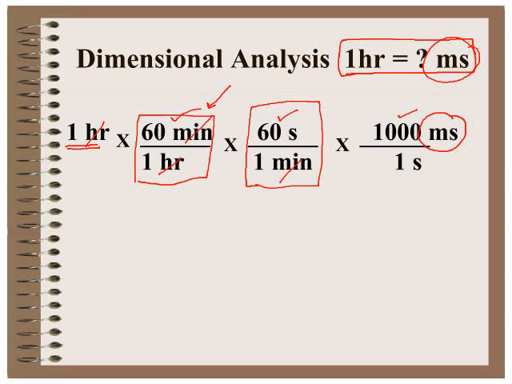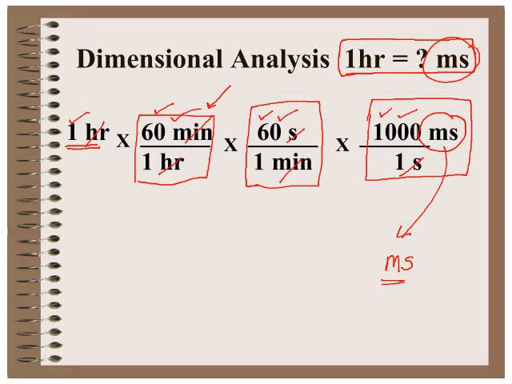Minutes on the bottom would cancel, leaving us with seconds on the top. And then our final conversion factor, 1 second, is equal to 1,000 milliseconds. Seconds would cancel. When we finish, our final answer will be in the unit we want, milliseconds. On our calculator, we would take 1 times 60 times 60 times 1,000, and then of course divide by the product on the bottom, which is a 1, so that would not be necessary, and that would give us our answer in milliseconds.